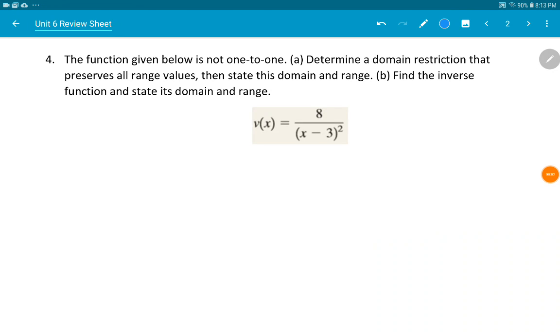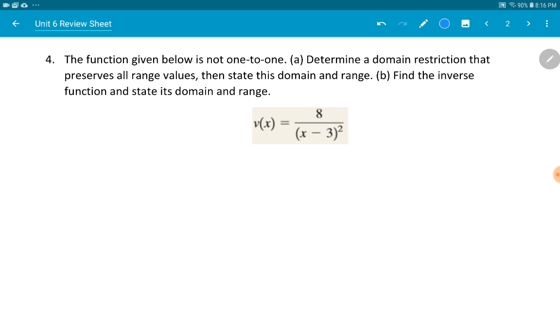In this problem, the function given is, we're told, not one-to-one. And then we're asked to determine the domain restriction that will preserve all the range values and state the domain and the range. And then using the inverse, you find the inverse and state its domain and range. So first of all, it would be helpful if I knew what this graph looked like.